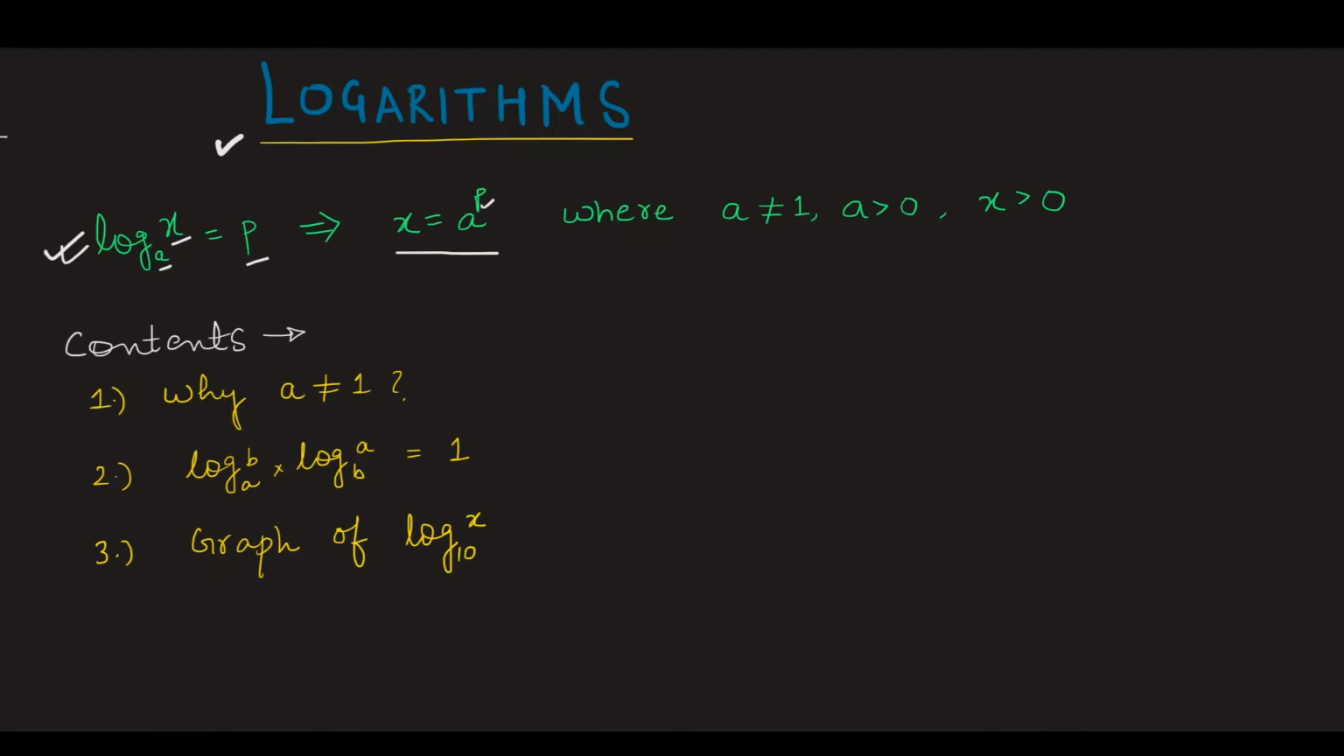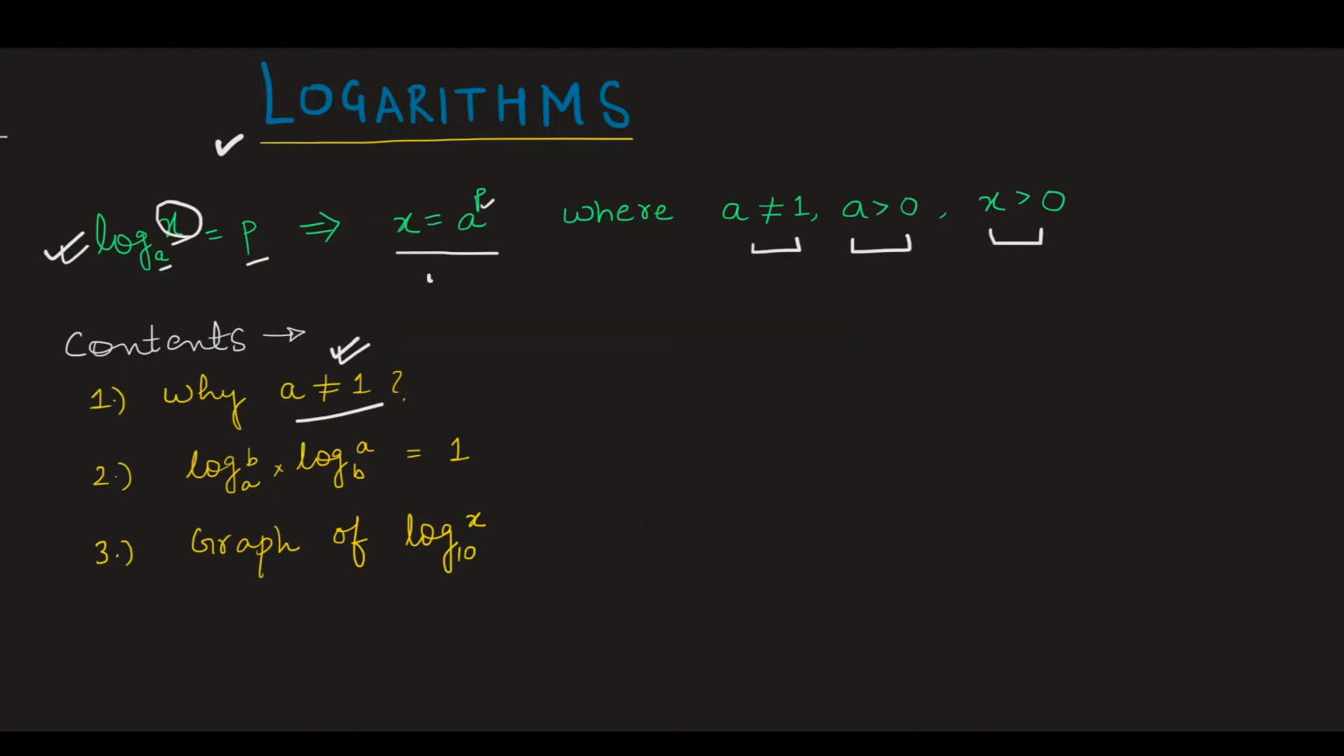But there were some conditions on a, that is the base: it should not be equal to 1, and it should be greater than 0, plus this x should also be greater than 0. So why are we taking a not equal to 1? What will happen if a is 1, that is, if the base is 1?